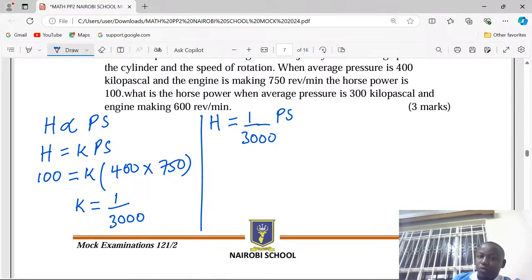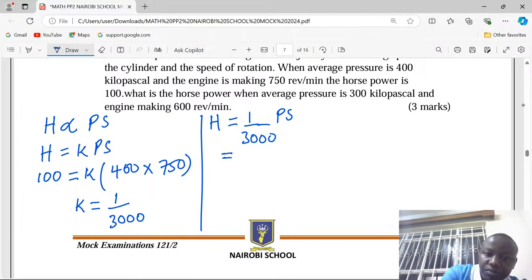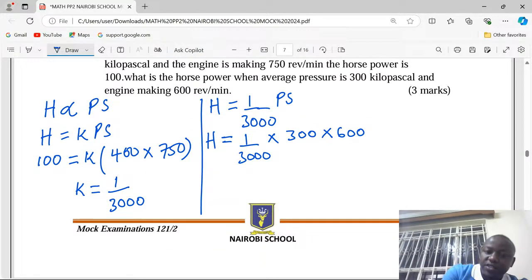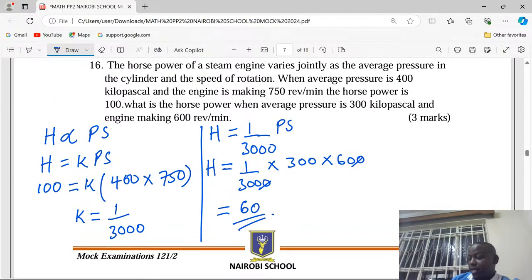The question now is, what is the horsepower when average pressure is 300 kilopascal and the speed is 600? Horsepower is the unknown, 1 over 3,000 multiplied by 300 multiplied by 600. And this is going to be, 300 by 300, we get exactly 60. So the horsepower is exactly 60.